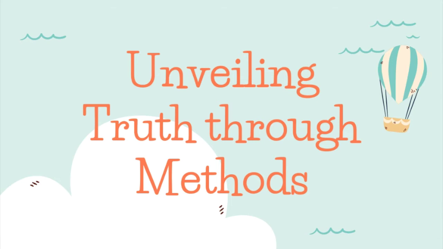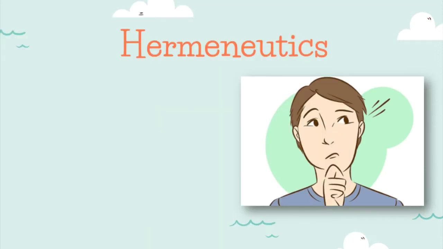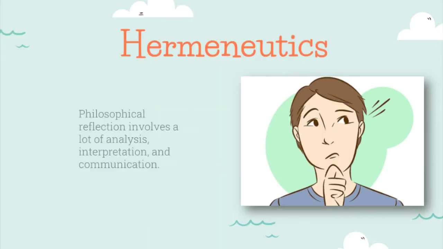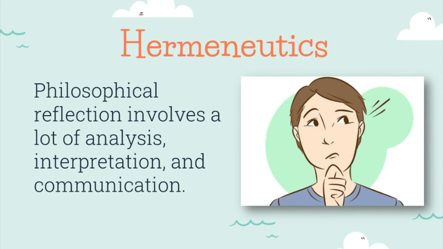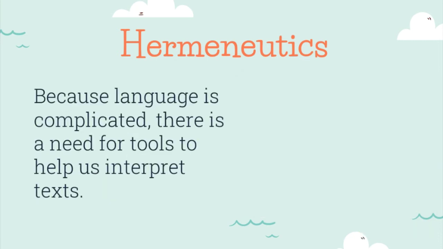Unveiling truth through methods. First method is known as hermeneutics. So do you have any idea about hermeneutics? Philosophical reflection involves a lot of analysis, interpretation, and communication. So this shows how language is involved in every activity. Keep in mind that thought and language are intrinsically connected. Because language is complicated, there is a need for tools to help us interpret text.